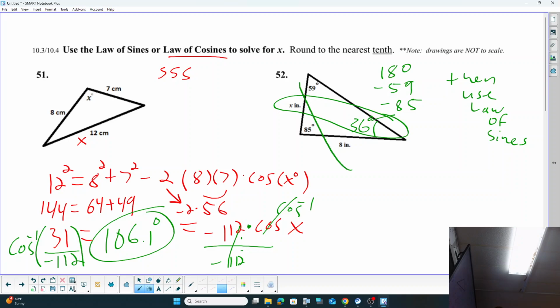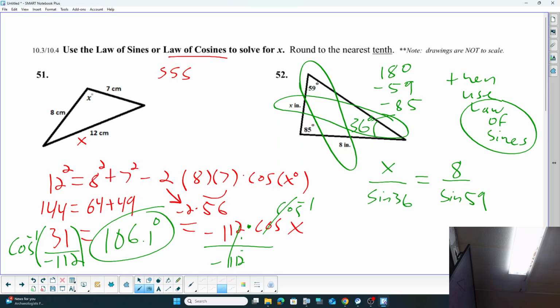We also have 59 and 8, so that's going to work for us. So you can do x over sine 36 is equal to 8 over sine 59. Remember how to use the law of sines? You're going to multiply the sine 36 over to the other side and plug it in your calculator.